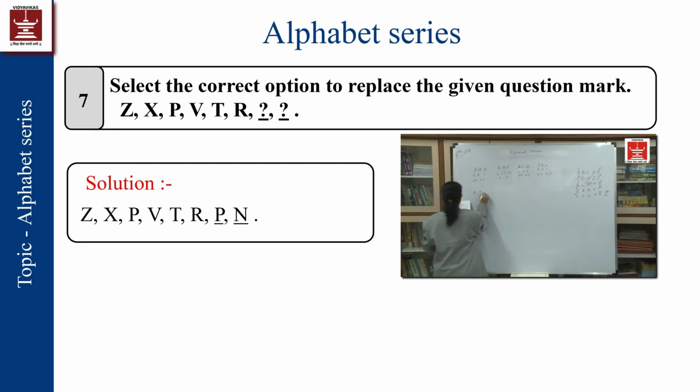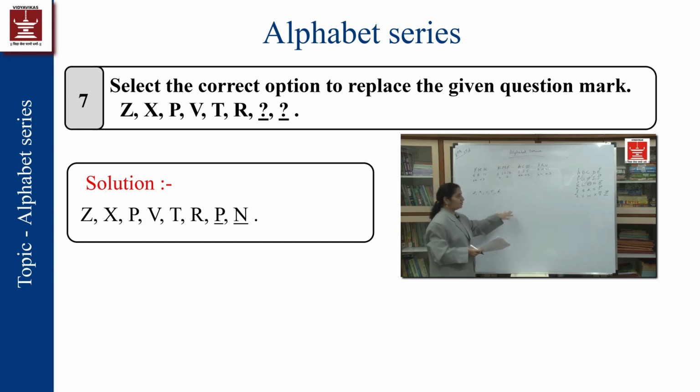Z, X, V, T and R. So if you write the numbers, it's 26, 24, 22, 20 and 18. So when you see them, you don't need to write numbers also. When you see them in the alphabet series, you'll find they are alternate. Just missing one letter in between, they are written in this pattern.